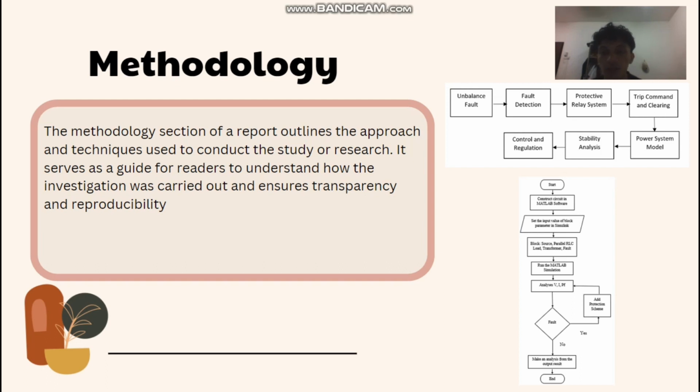For the flow chart, we start by constructing a circuit in MATLAB software, and next set the input value of block parameters in Simulink. The parameters are such as source, parallel RLC load, transformer, and fault. Next we run the MATLAB simulation and analyze the voltage, current, and power factor. Next, if the fault is still there, then we add a protection scheme, run again, and analyze the voltage, current, and power factor. Then finally we make an analysis from the output result.